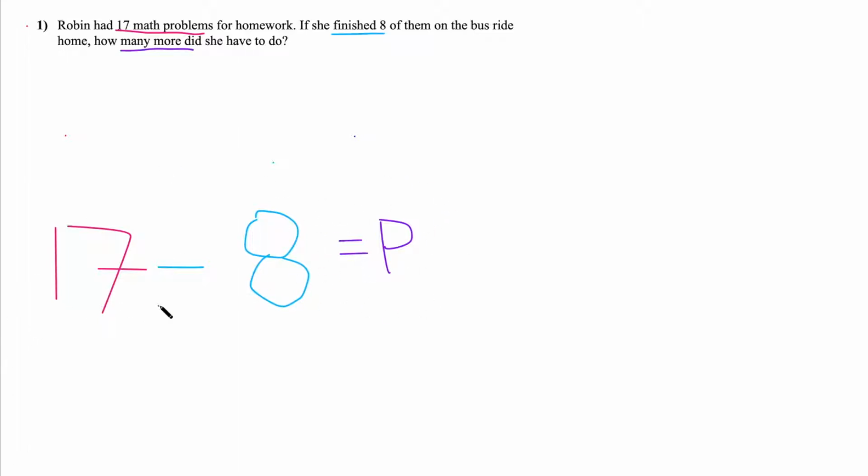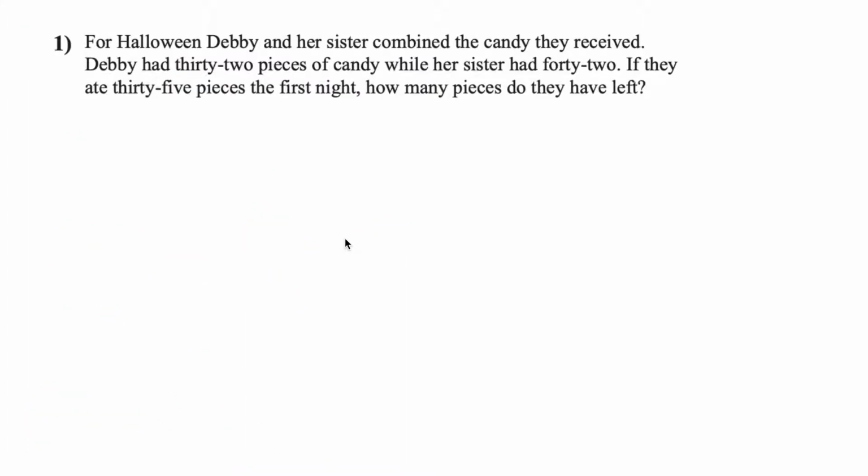Now, what's 17 minus 8? We know that 17 minus 8 is 9. So, P is going to equal 9. And that's our answer. So now we're going to start getting into the multi-step word problems. So let's start with this one.